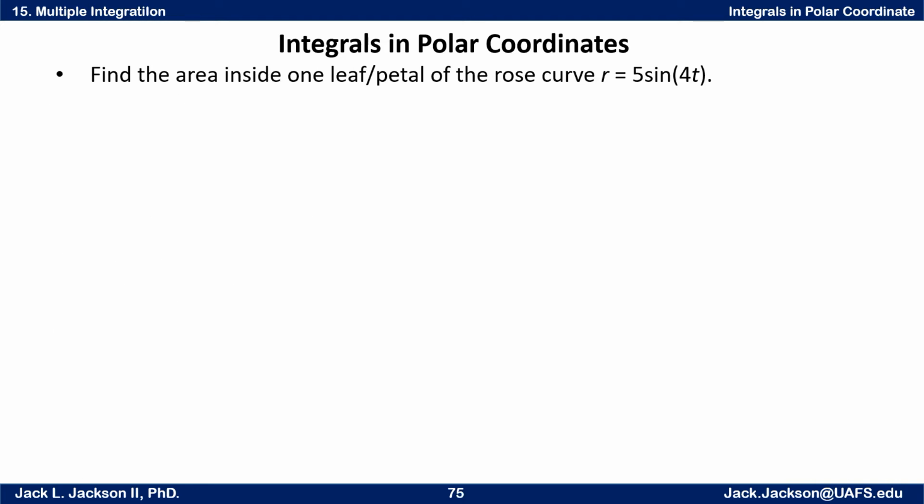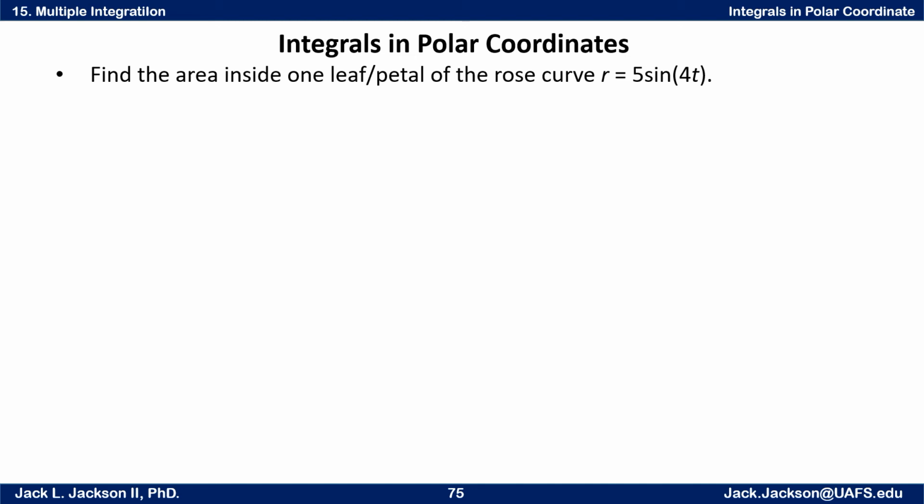Find the area inside one leaf or petal of the rose curve r equals 5 sine of 4t. Okay, so the first thing you want to do is get a graph of this. And you'd really like to be able to get a graph where you only go for one petal. So you could maybe use your graphing calculator to help you with this, or some computer software, and see if you could graph this. We'll get an 8-leaf rose here, and we only want one piece of it.